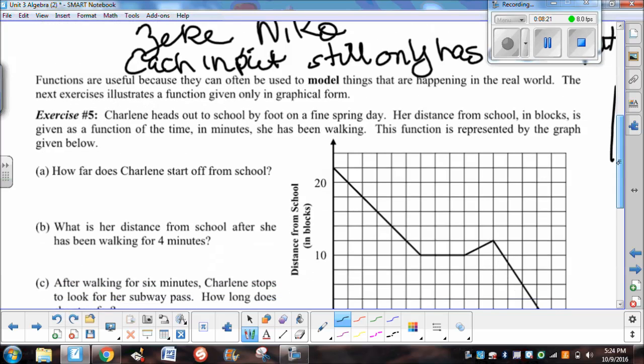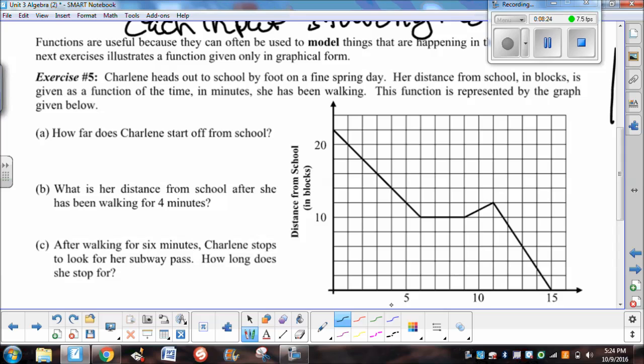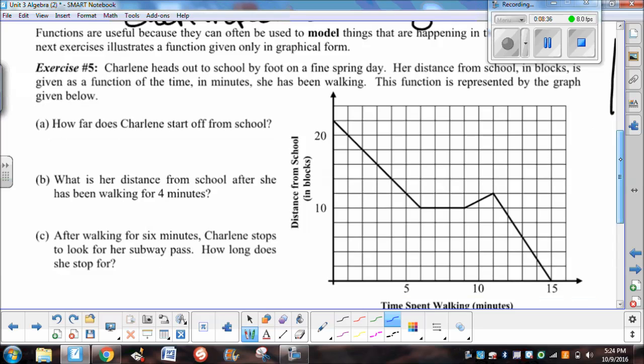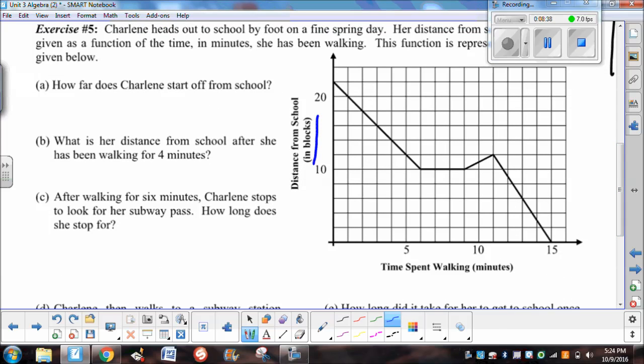So in the real world, we're going to talk about this girl's trip to school, and she has to ride the subway. Okay, so her distance from school in blocks is given as a function of time in minutes. So if I examine my graph, we've got in blocks distance from school and then minutes along the x-axis. We can notice that this is counting by ones, and this is going to be counting by blocks of 2. Okay, how far does Charlene start off? Okay, where does she begin from school? How far? Right here, 22 blocks.